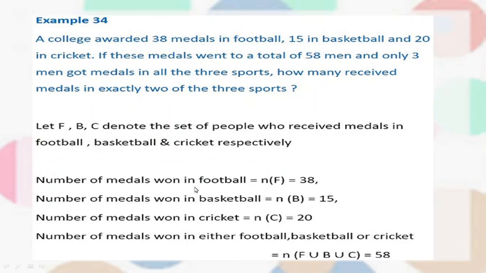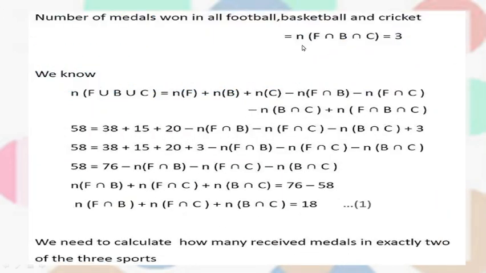Now number of medals won in football, it is given 38. So n(F) is equal to 38, n(B) is 15 and n(C) is 20. And in total medals have been given to 58 men. So it means their union is equal to 58. Now they are saying only 3 people got the medals in all 3. It means number of elements of F intersection B intersection C, common in all 3, is equal to 3.